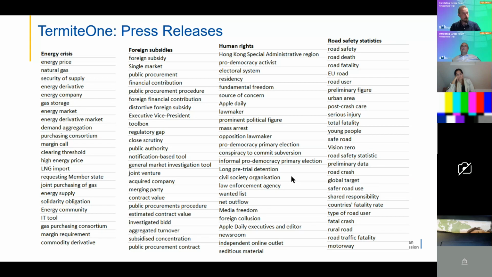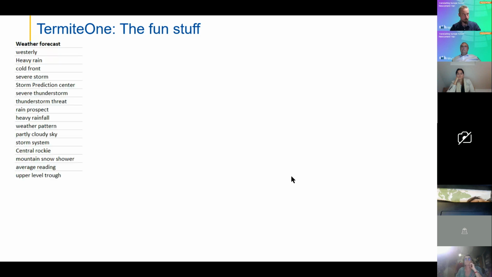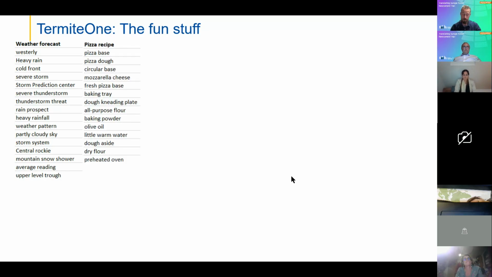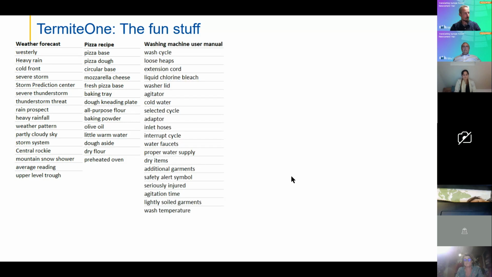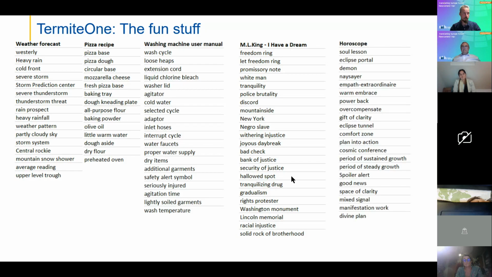But then also what we wanted to do is to try and take it out into the big world and see how well it will perform in texts that it hasn't been trained on, such as a weather forecast. And it performs quite well, also with recipes. User manuals are quite technical texts, so these will be closer to what it was trained on. On the other hand, it doesn't do too well with speeches, but it did great with a horoscope.